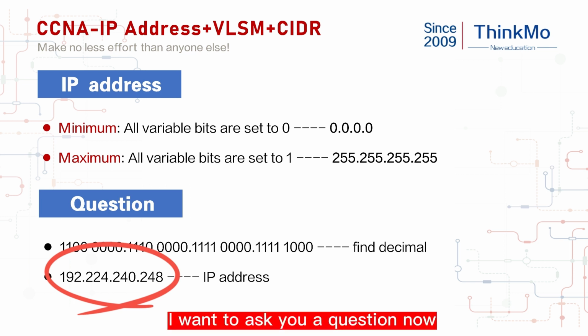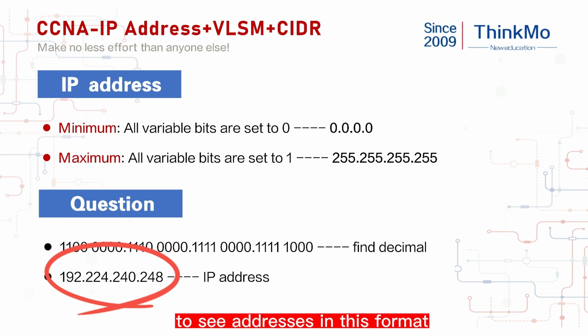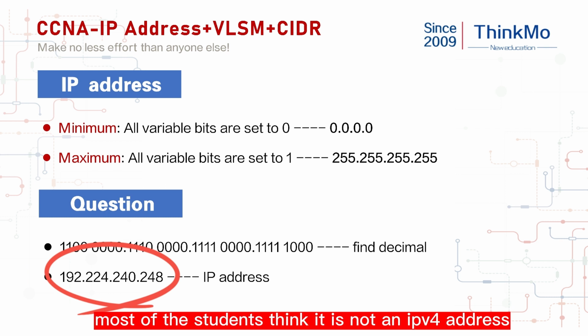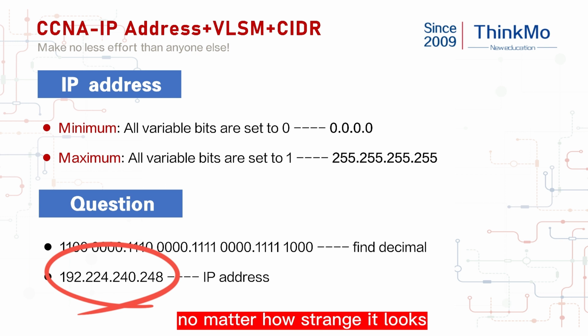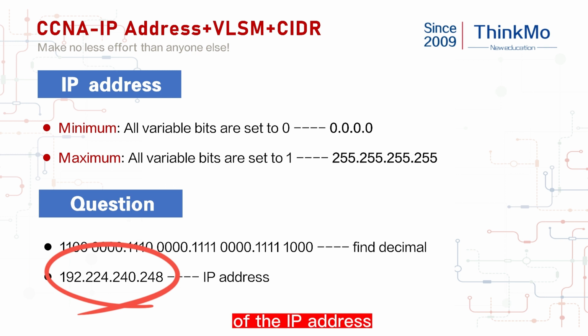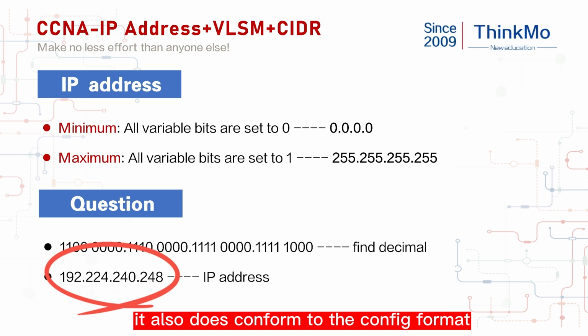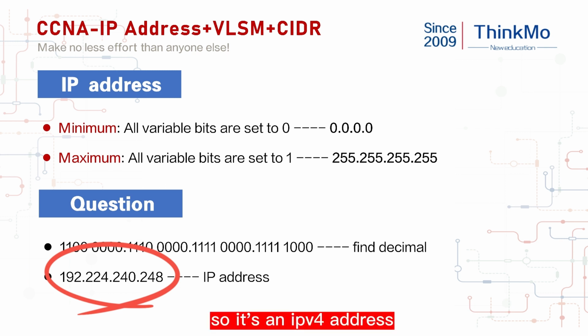I want to ask you a question now. Is this an IPv4 address? Do you think this is a bit strange? I believe that it is difficult for everyone to recognize addresses in this format. Most of the students think it is not an IPv4 address. For our IP address, no matter how strange it looks, it only needs to conform to the configuration format of the IP address. It is a correct IPv4 address. It is in the interval. And it also does conform to the format. So it's an IPv4 address.